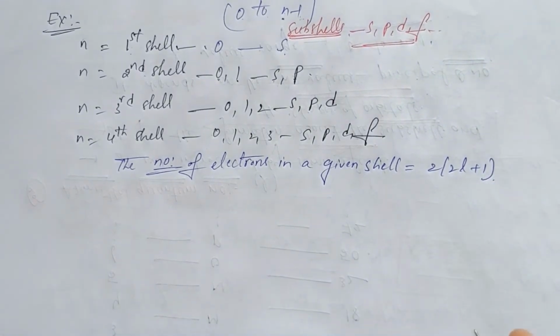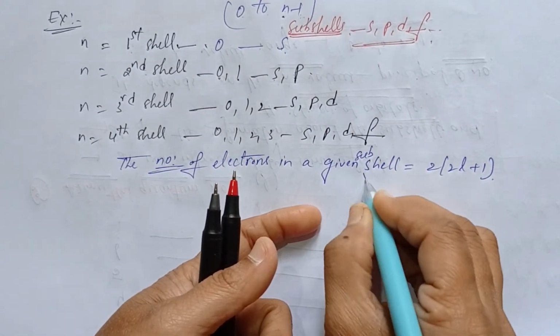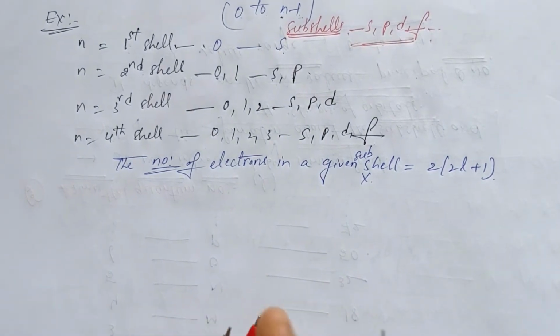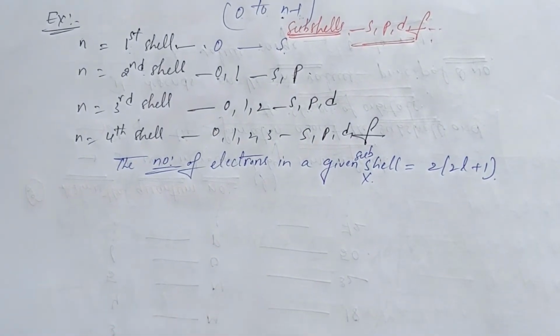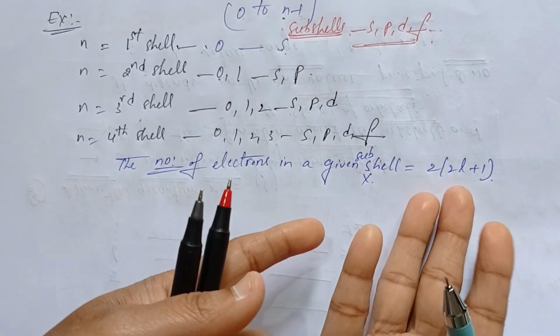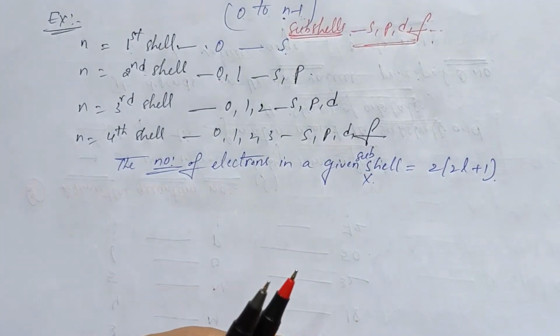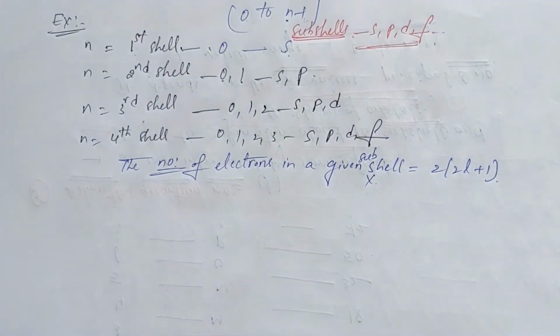This is for a subshell. In a given shell, sorry students, what is the formula? 2n square. In the given subshell, what is the formula? 2 into 2L plus 1. Are you clear on this one? 2 into 2L plus 1, students.